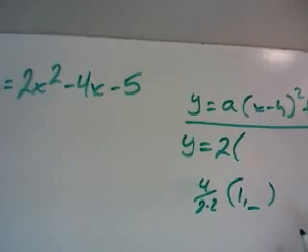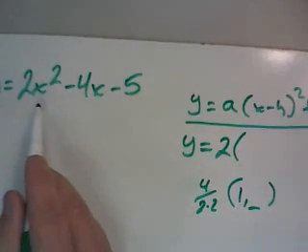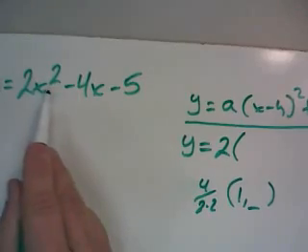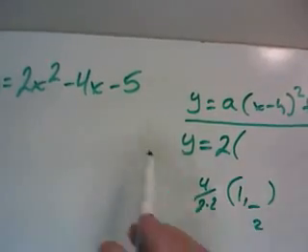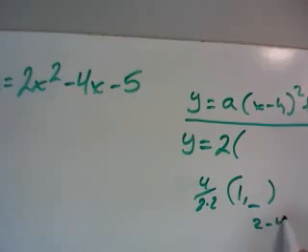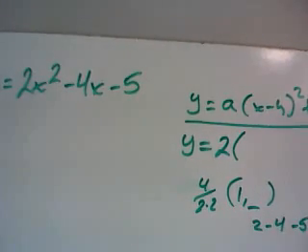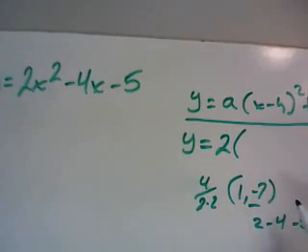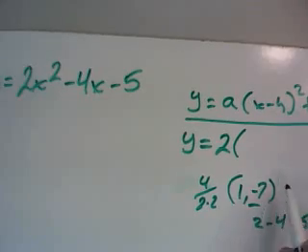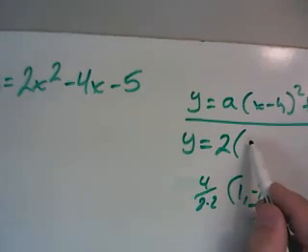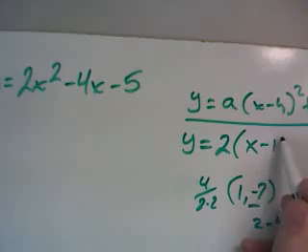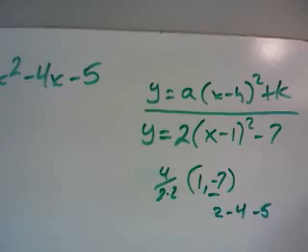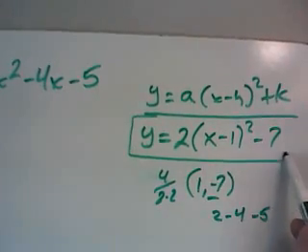But then to find the y-coordinate for the vertex, we're going to plug 1 back into this equation. For example, 2 times 1 squared is 1, so 2 times 1 is 2. And then minus 4 times 1 is minus 4, and then minus 5. So 2 minus 4 is negative 2. Negative 2 minus 5 is negative 7. So if the vertex is (1, negative 7), then in vertex form it's going to be 2 times the quantity x minus 1 squared, and then minus 7.